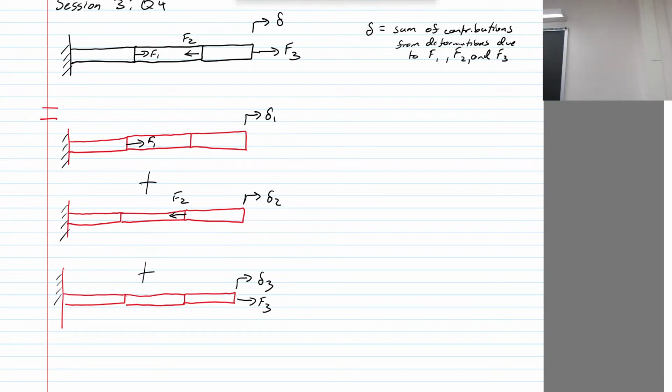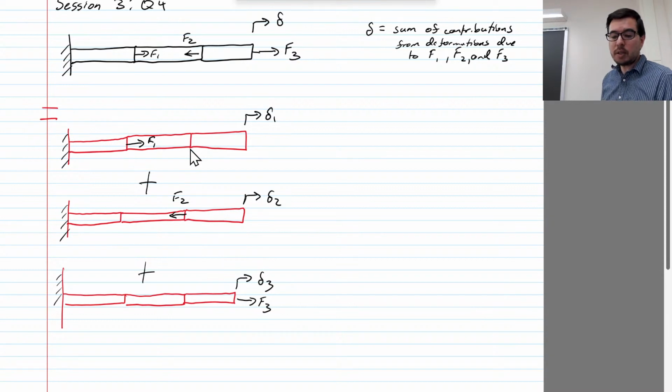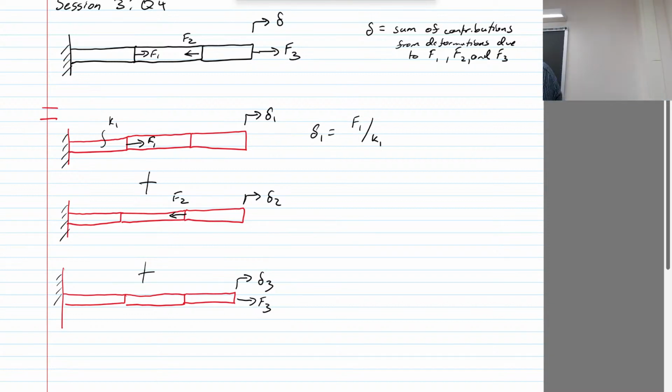So let's talk about this. For delta 1, what would you say the deformation is? This one is pretty simple. What is the deformation delta 1 in this case? F1 over K, whatever the K is for just this member. Did I say this was K1? Yes, that's K1, so delta 1 is F1 over K1. I can look at the actual problem.